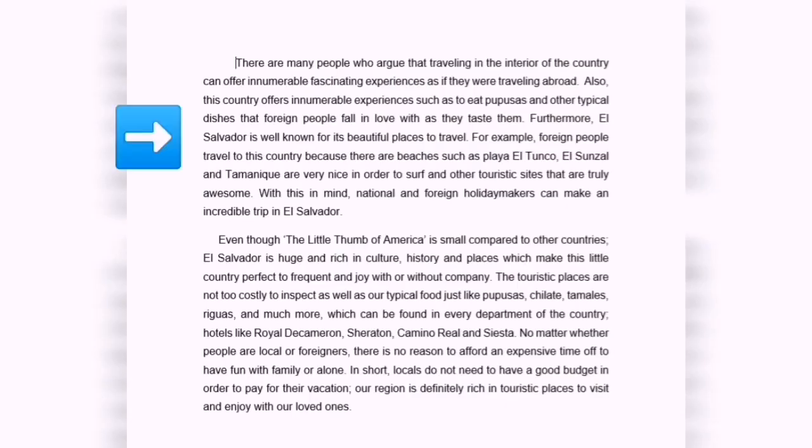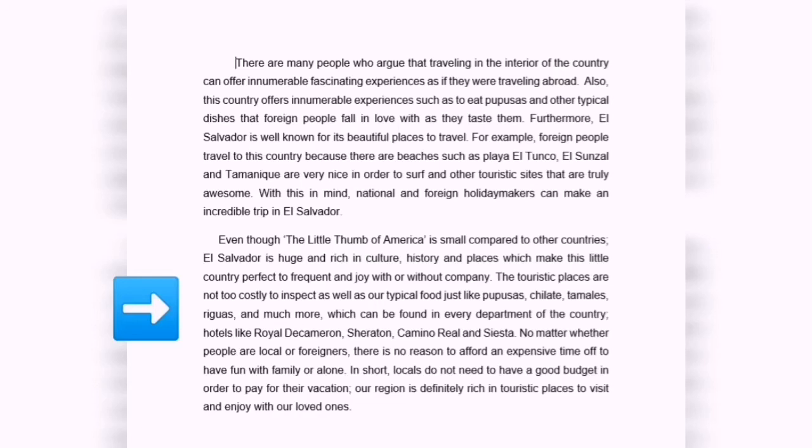Finally, the fourth paragraph with the third main sentence. There are many people who argue that traveling the interior of the country can offer innumerable fascinating experiences as if they were traveling abroad. The same thing, it is developed in the same way as the previous ones, but at the end, it gives way to the last paragraph, which is the conclusion, where we summarize what was intended to imply the topic in the essay. The concluding paragraph says, I will read it for you.